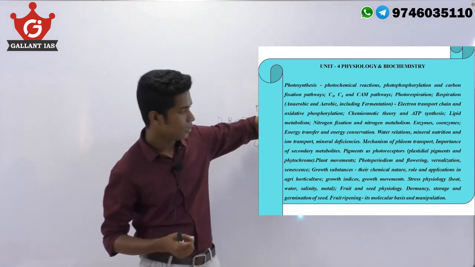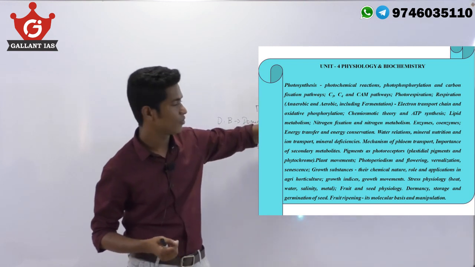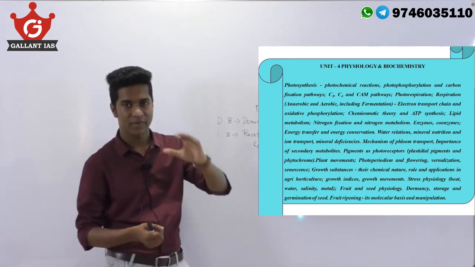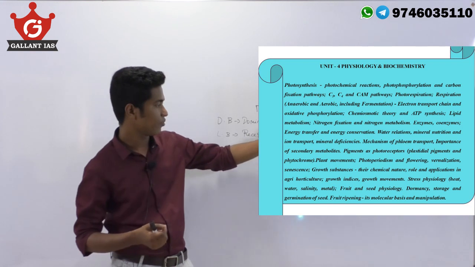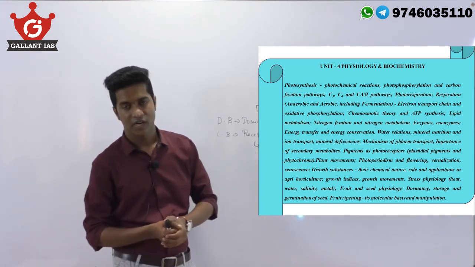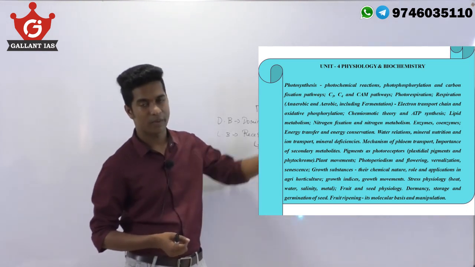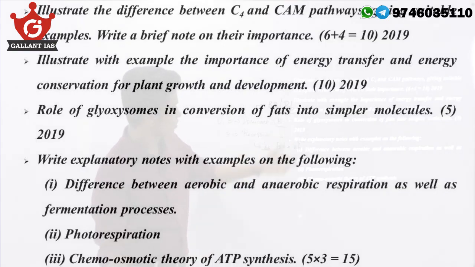So every year there must be around 8 to 9 questions asked from this area. That means around 80 to 100 more marks you get simply from this area, from the physiology and biochemistry part. So it is one of the most important topics of paper 2. And then look at the questions from physiology and biochemistry.